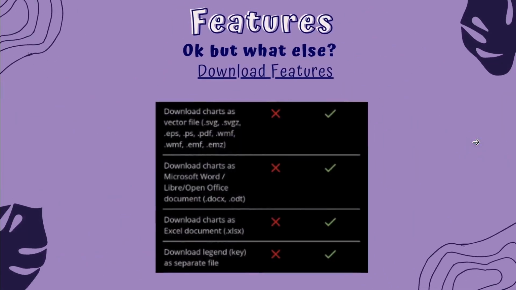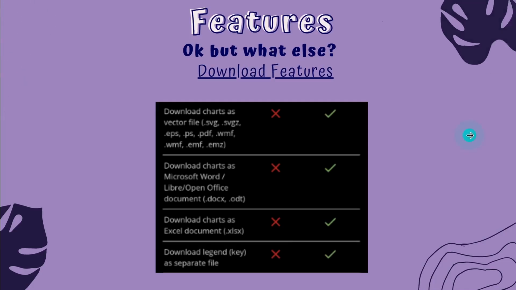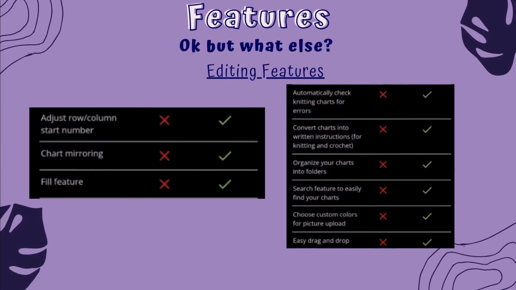When it comes to what other things are available in premium versus not available in free, we talked before about downloading and how you get access to essentially all of the download formats available through Stitch Fiddle. So think things like PDFs, docx files, XLS files, or Excel documents. For editing, you can do things like adjusting the row/column start number, and the fill feature, which is going to greatly expedite the time it takes, because rather than having to fill in each individual pixel, you can start doing whole columns and rows and things like that.